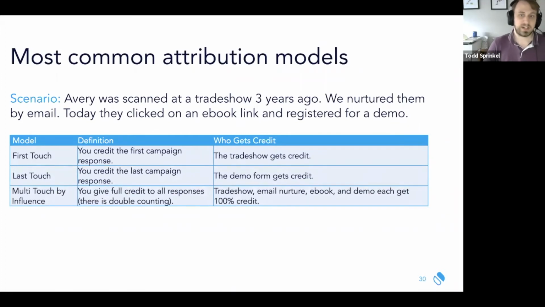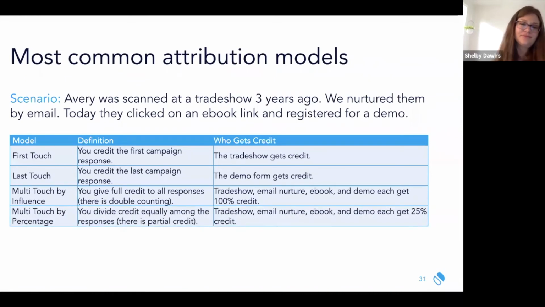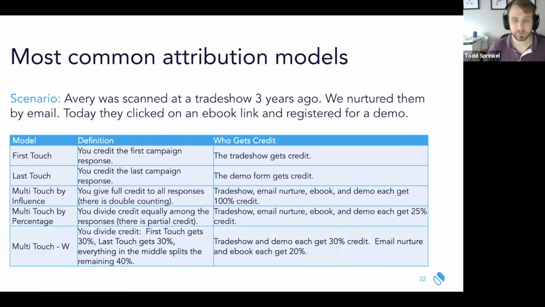You can do a multi-touch by influence, where we say all of these things contributed to some portion of the credit, but we're potentially double counting here because there are 4 separate touches that have influenced this person ultimately becoming ready. You can then try to divide up credit into some, again, arbitrary percentage of revenue for each individual tactic, whether that's a flat 25% each, or a more customized model, like a W model, where the first and last touch get slightly more credit than everything in the middle.